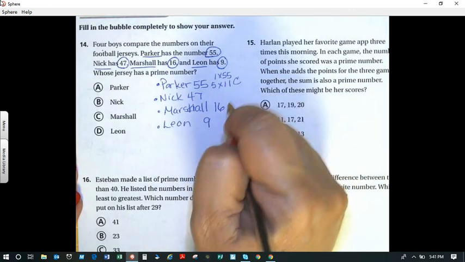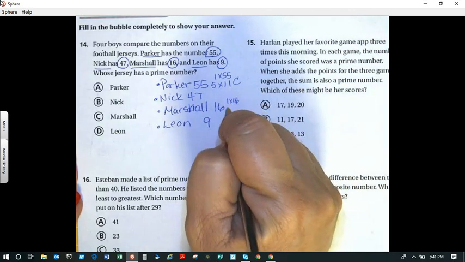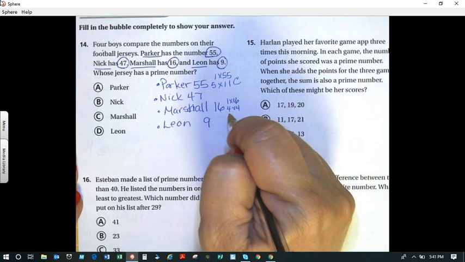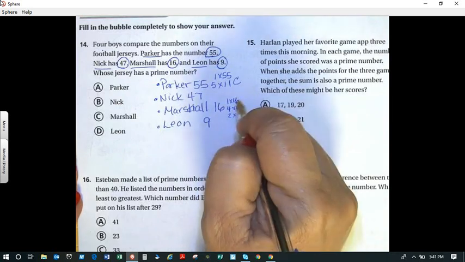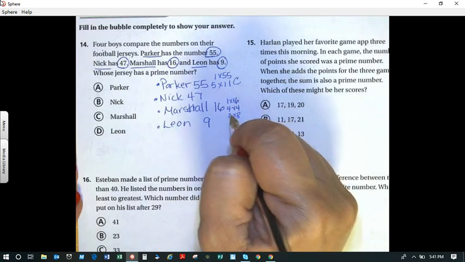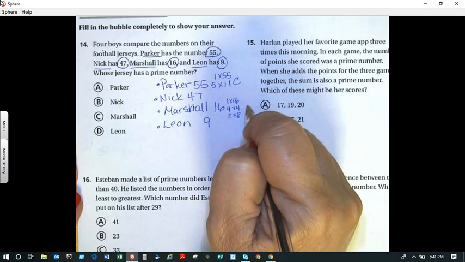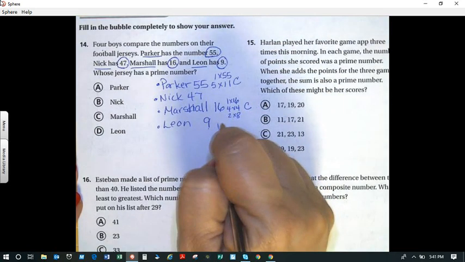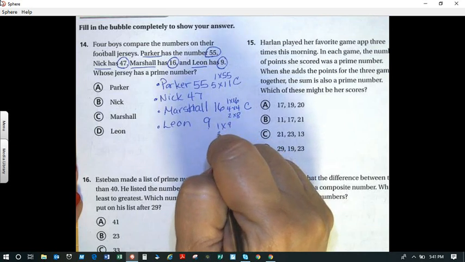16, 1 times 16, 4 times 4. I can also do 2 times 8, right? That's 1, 2, 3, 4, 5, 6. That's already more than 2. Composite. 9. 1 times 9, 3 times 3.